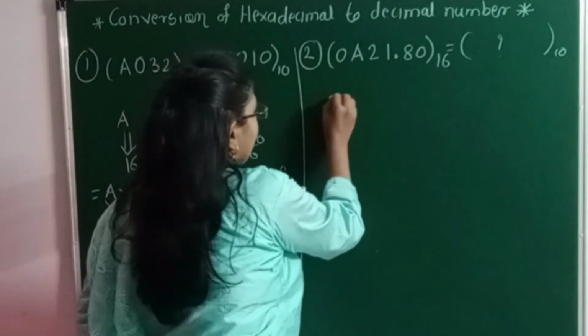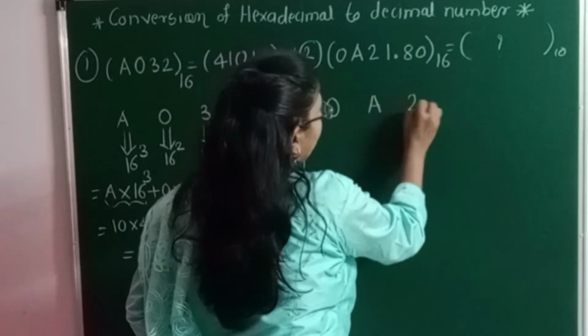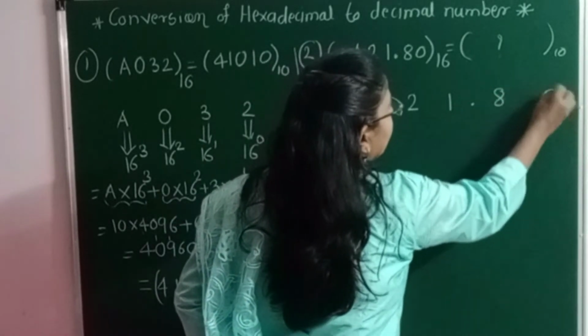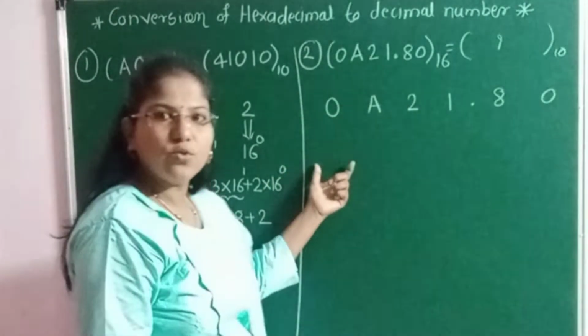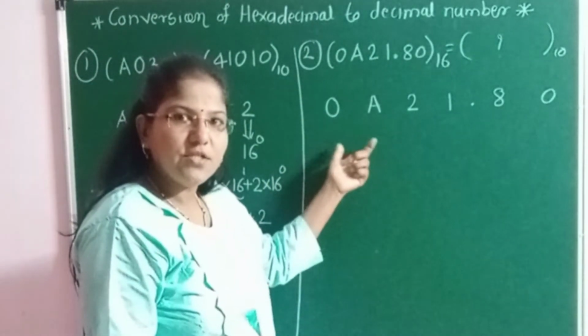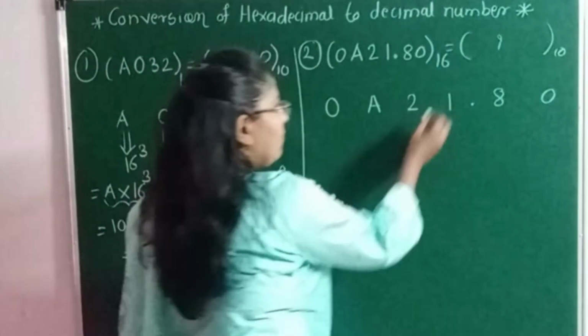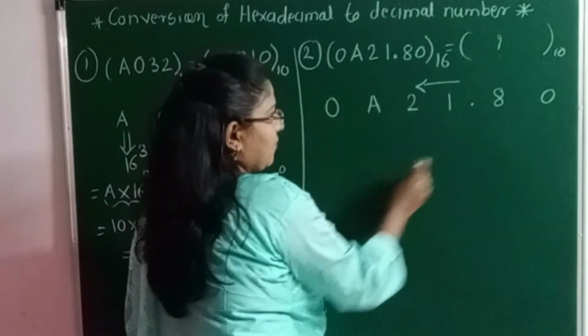So again write all the digits. First is 0, then A, 2, 1, point is there. Next digit is 8 and the last one is 0. Now here again the main step is to write the weighted values for each digit or each position for the given number. Now we will start to write the weighted values for the integer part first.